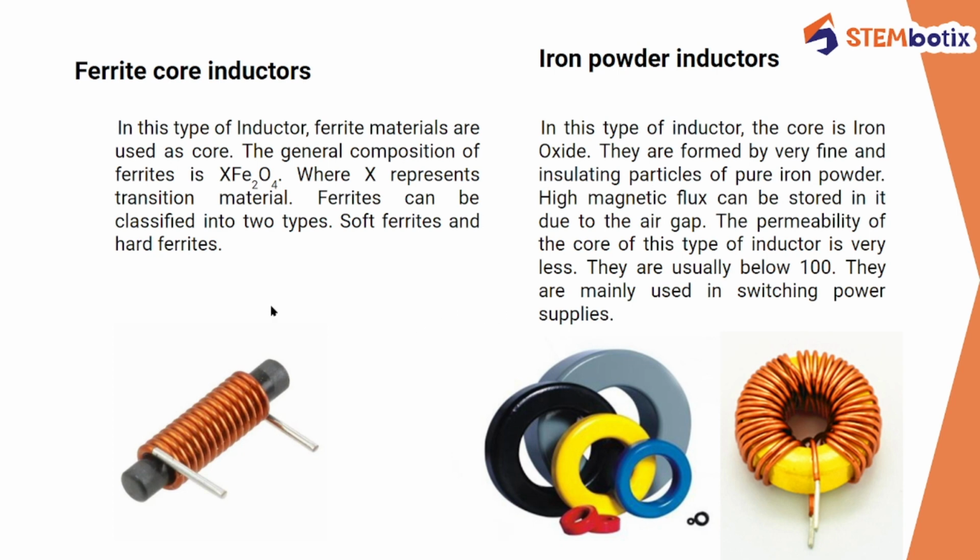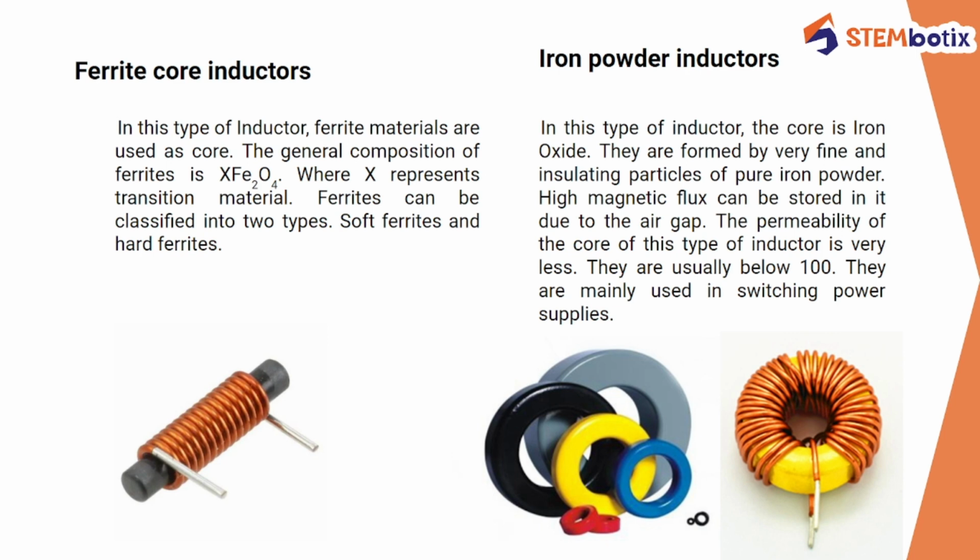Now another type is ferrite core inductors. In this type of inductor, ferrite materials are used as a core. So this is the core of the inductor and the core is built out of the ferrite material. The general composition of ferrite is XFe2O4, where X represents a transition material. Ferrites can be classified into two types: soft ferrite and hard ferrite.